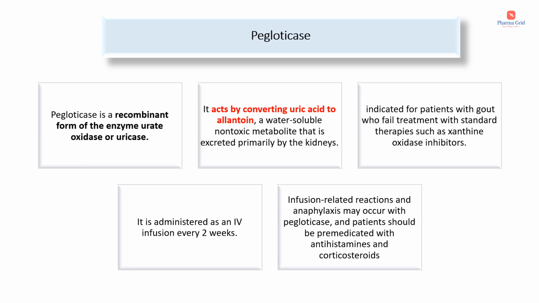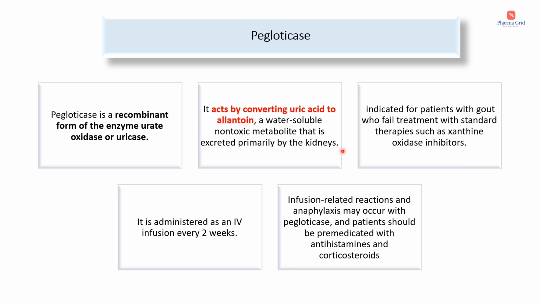Okay, so the next one is pegloticase. Pegloticase is a recombinant form of the enzyme urate oxidase or uricase. How will this drug act? Pegloticase acts by converting uric acid to allantoin. What is this allantoin? It is a water-soluble non-toxic metabolite that is excreted primarily by the kidneys.